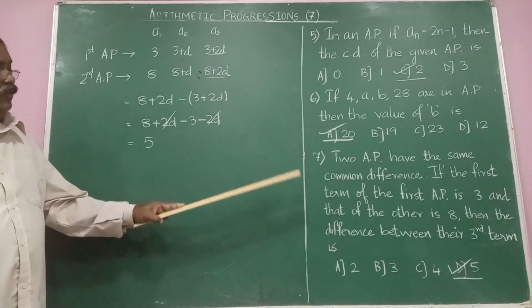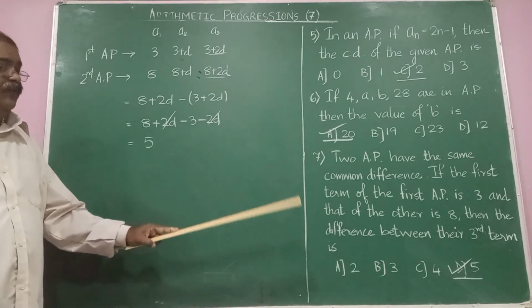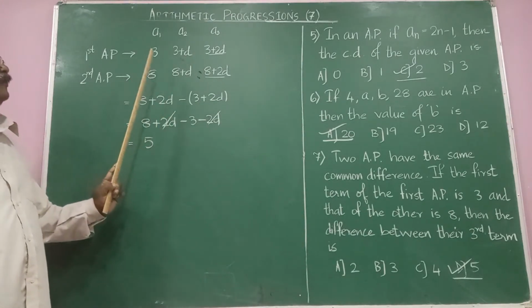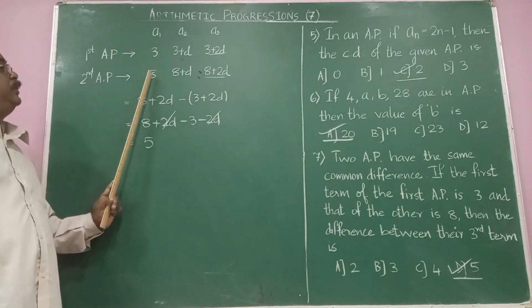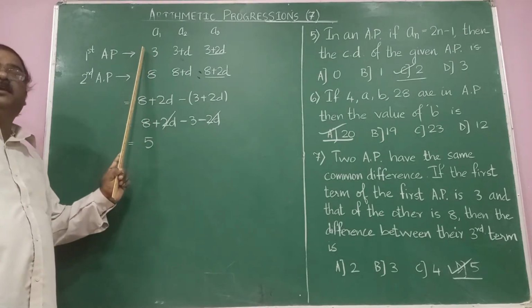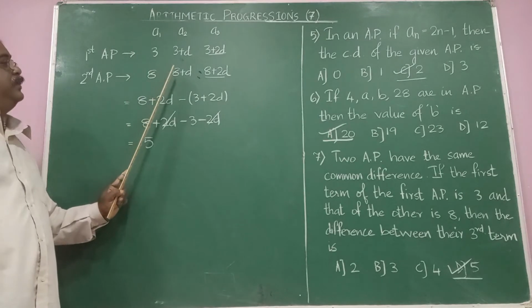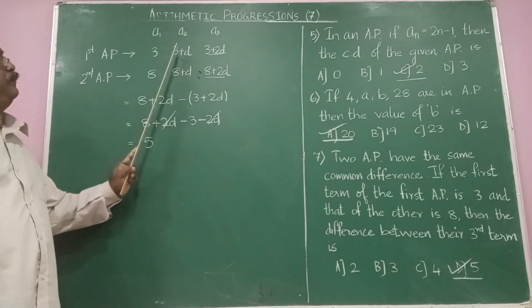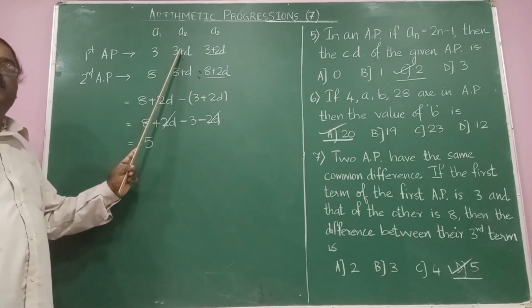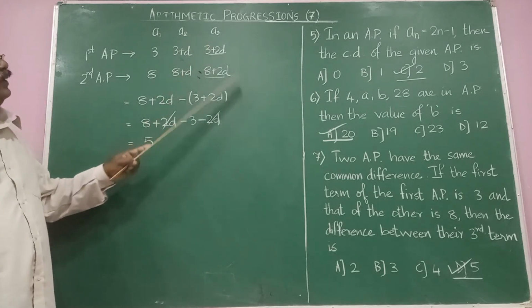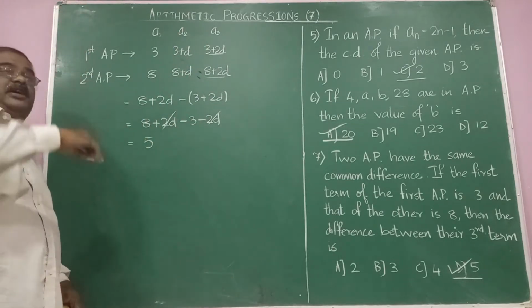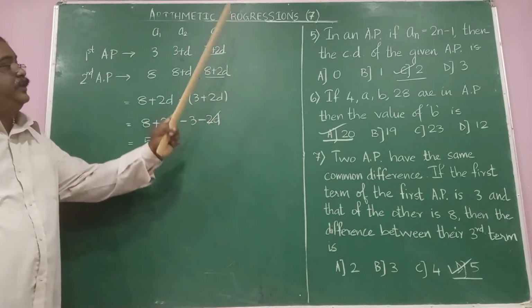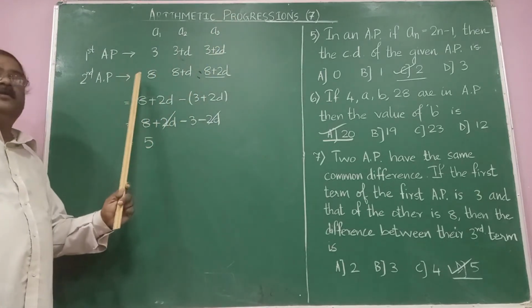Now, whenever a question of this type comes, if you know the common difference, what was the difference here in the first term? 8 minus 3? 5. Look at this. 8 plus d minus 3 plus d, that also is going to be, whether I say find the difference between their third terms or their fifth terms or their 10th term, the answer will always be 5.